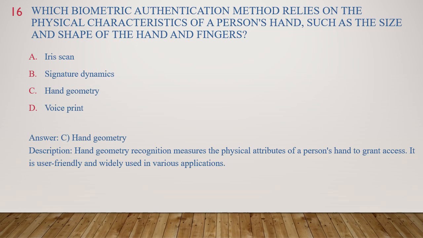Relatively inexpensive. Technology is simpler compared to other methods. Uniqueness. Hand geometry is unique to each individual, providing good identification accuracy.